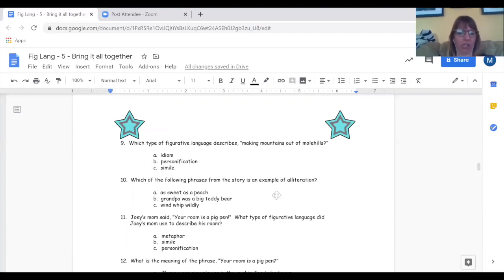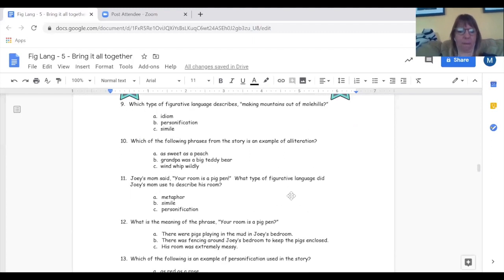All right, which of the following phrases from the story is an example of alliteration? As sweet as a peach, Grandpa was a big teddy bear, or wind whipped wildly? What do you think? That's right, it's C, wind whipped wildly. All those sounds close together.